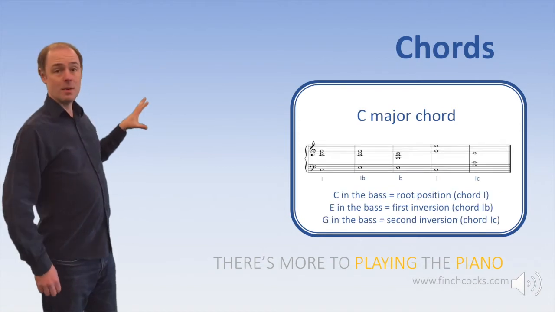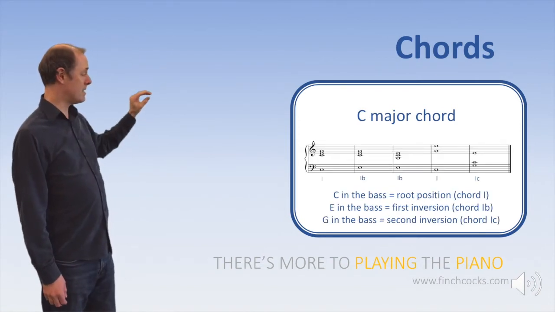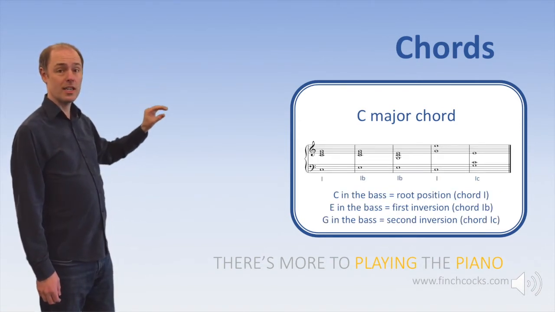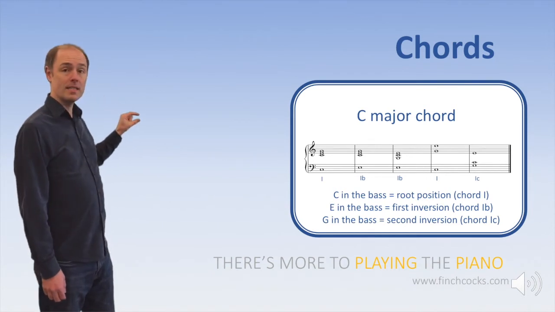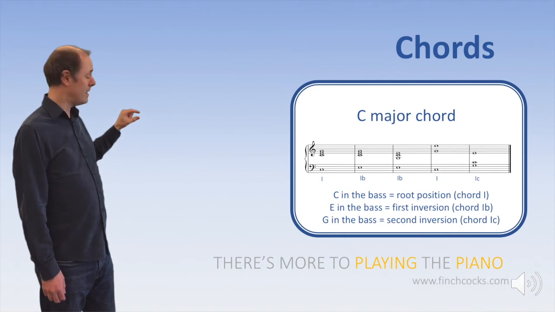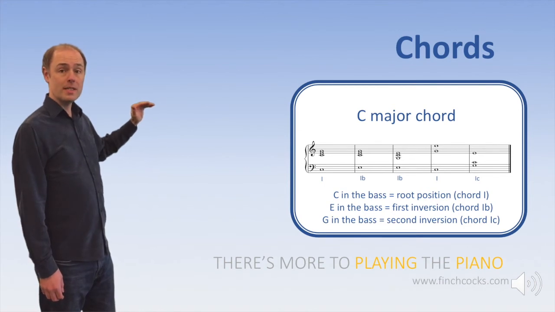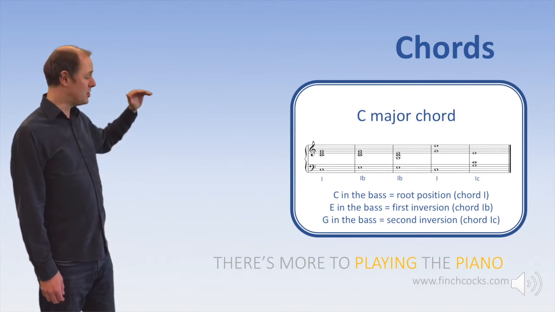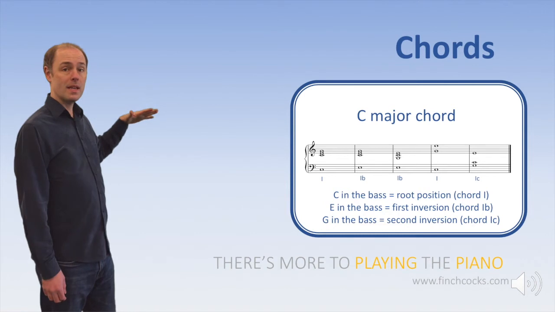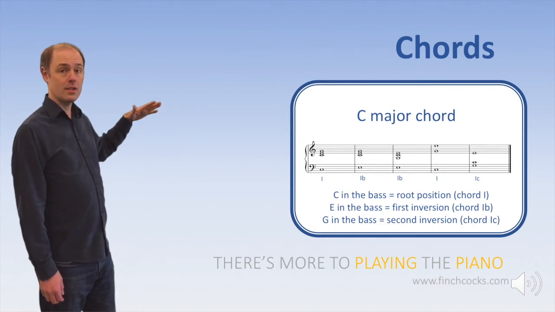Now take a look at these ones. The bass note has moved occasionally. If the C is in the bass, then we're in root position. If the E is in the bass, which is the next possibility, we say we're in the first inversion. And if the G is in the bass, we say we're in the second inversion.